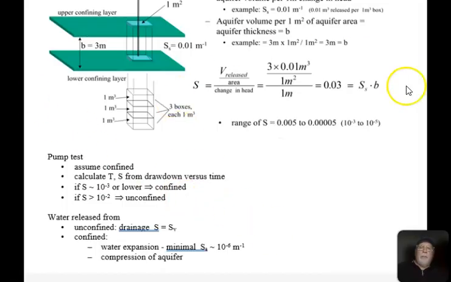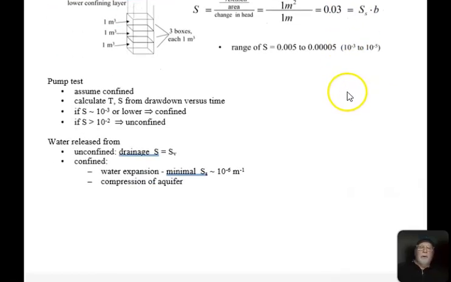So I pasted some of that PowerPoint into your notes here, but returning to the notes, for a pump test, again, we start out assuming confined, and then we calculate the transmissivity and storativity from the drawdown versus time. We've solved that partial differential equation above. We'll talk in the next video about how we did that. And then we look at it and we say, if the storage coefficient or the storativity is about 10 to the minus 3 or lower, we have a confined aquifer. If it's greater than that, we probably have an unconfined aquifer, and then we need to decide what we're going to do with our pump test data, whether it's useful for us or not.